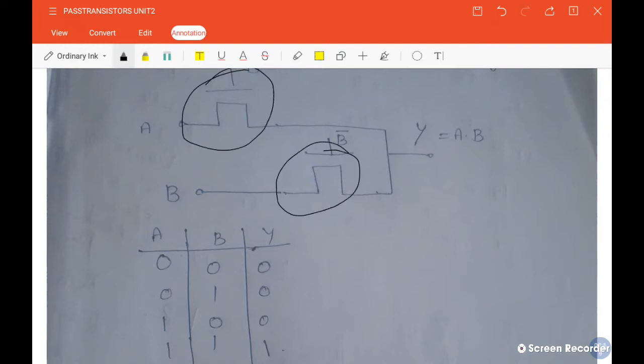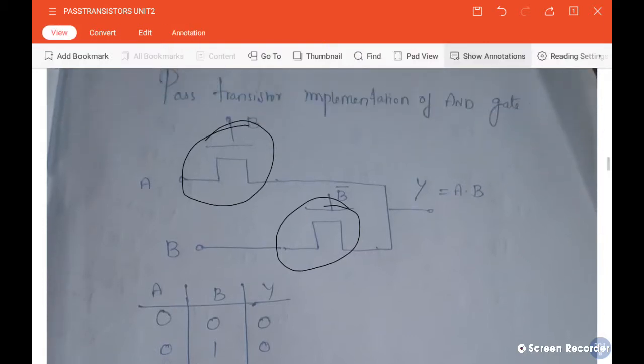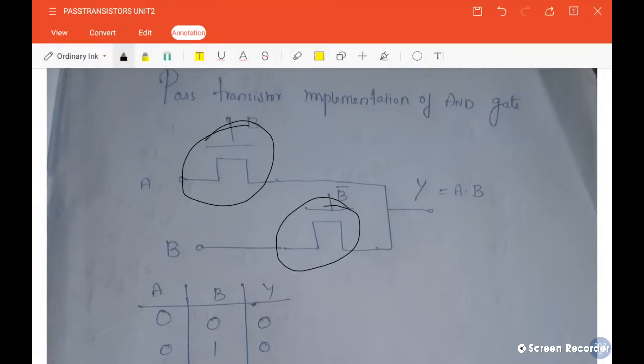So I take the 2 NMOS and assume the input values are A and B, and for a pass transistor there must be a controlling signal. That is, the gate is the controlling element, so we have to give the gate control signal. Out of the 2 inputs, I am choosing B as my controlling input. So at one NMOS, we give the B signal directly, and at the other NMOS, the complement of B, that is B bar, as the controlling input.